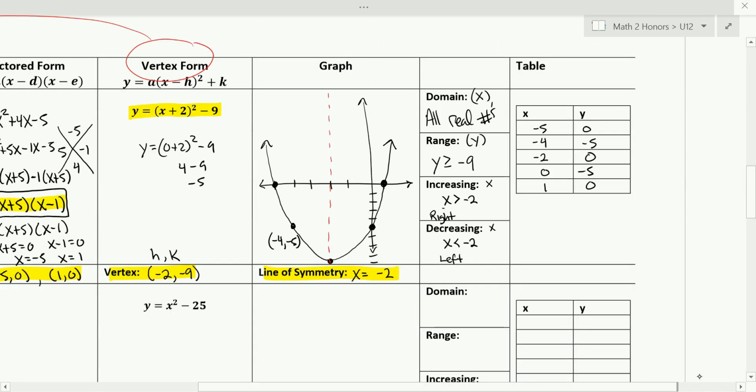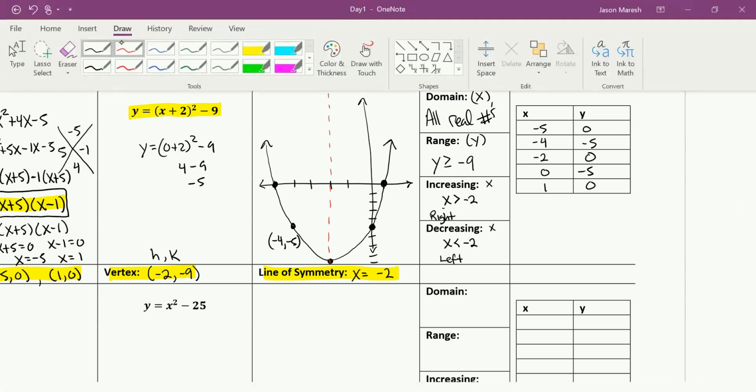Guys, there's a fix on here. I wrote my middle point wrong on that table. It should be -2, -9.